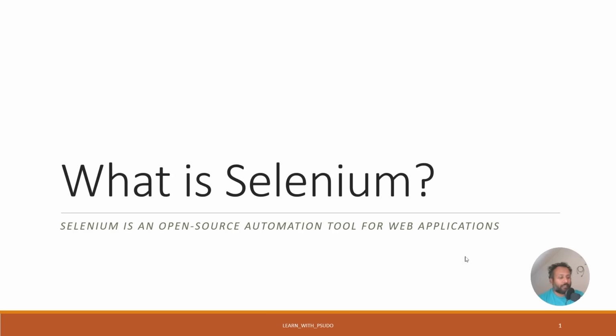So, what is Selenium? Selenium is an open source automation tool used for web automation. It allows you to mimic user actions in a web browser, like clicking a button, entering text, and navigating between pages, just like we do in a normal human world.